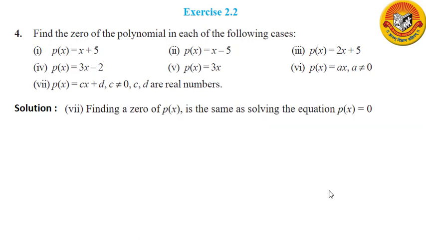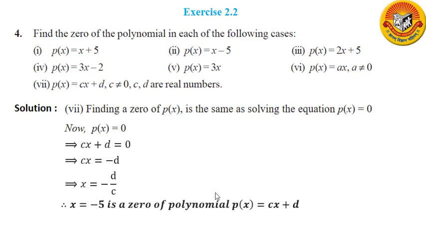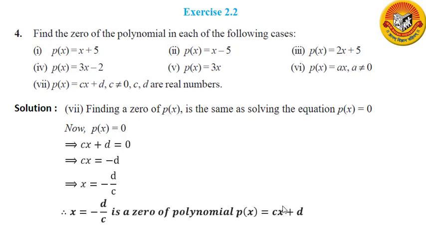Now let us consider this seventh question. Here again I will consider p(x) equal to 0. This gives me cx plus d equal to 0. I solve, so I get cx equal to minus d and x is equal to minus d upon c. So I will say that x equal to minus d upon c is a 0 of polynomial p(x) equal to cx plus d. So in this lecture we stop here. What have we seen? We have seen what is 0 of polynomial and how we can find 0 of polynomial. Thank you.